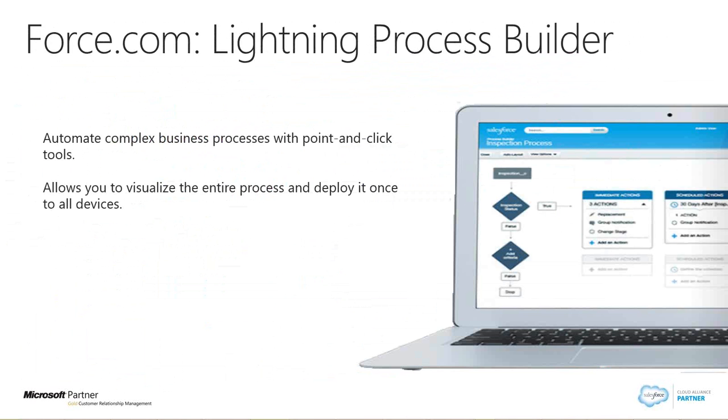Finally, the last piece of Lightning is the Process Builder. So now you're able to more easily automate complex business processes with some simple point-and-click tools. So it definitely makes it a lot easier. You can automatically update or create new records. You can send emails. You can create tasks. And it just really allows you to do a lot more than what you were able to do in the past. Also, it makes it much more visual. So you're able to visualize that entire process and then just deploy it once across all of your devices.